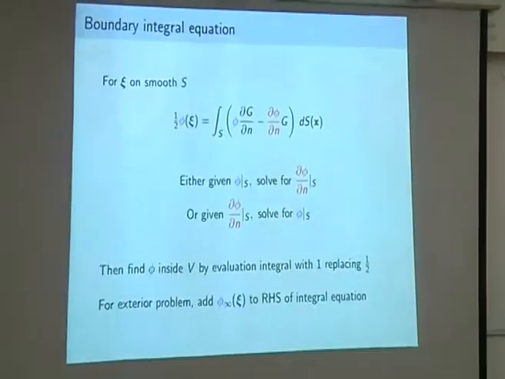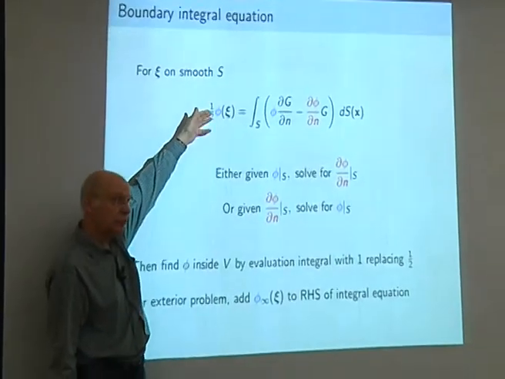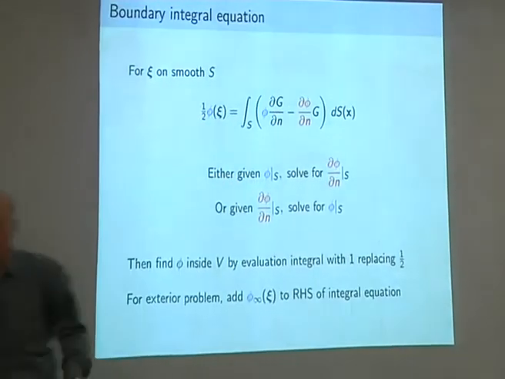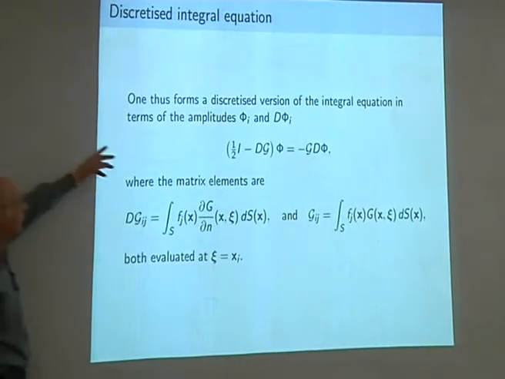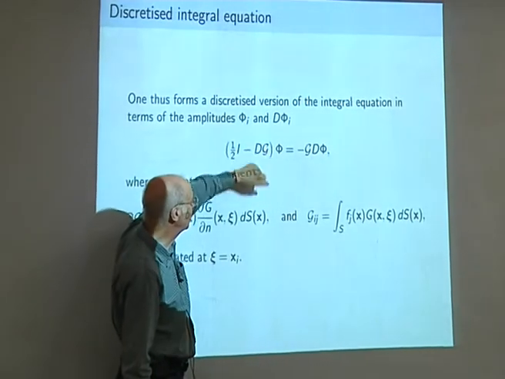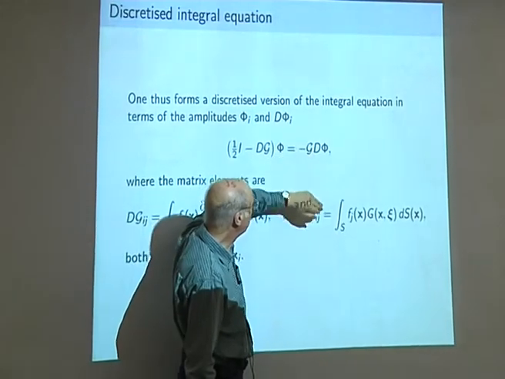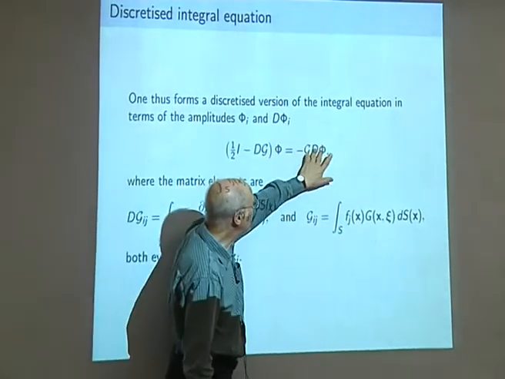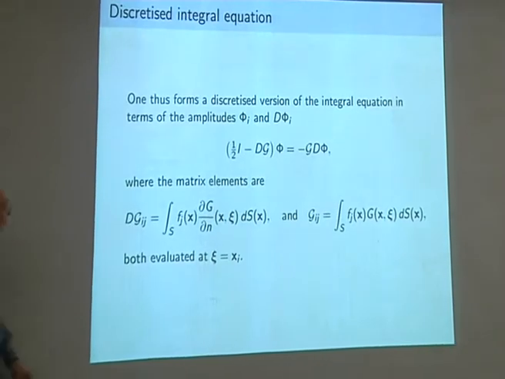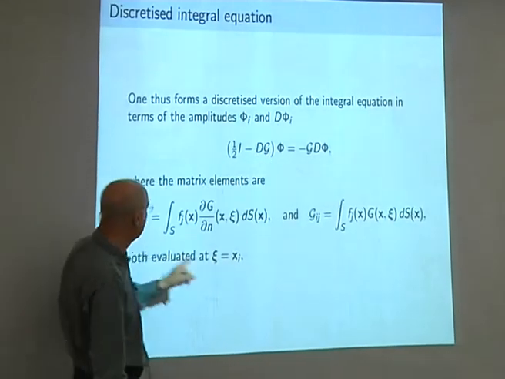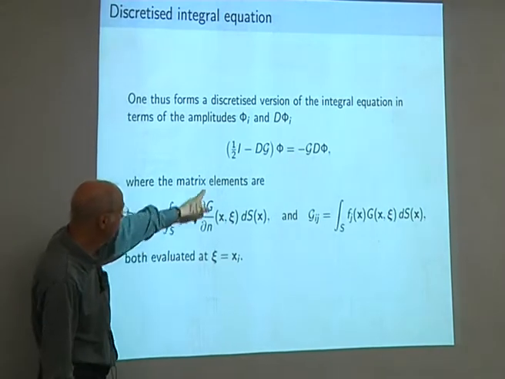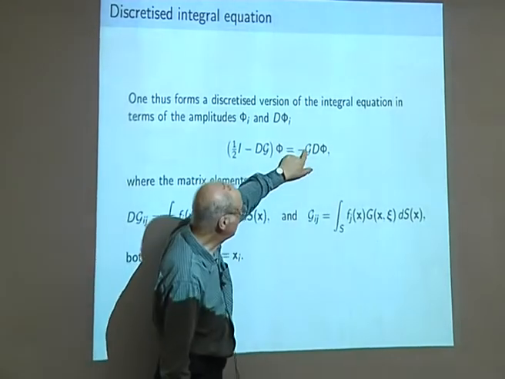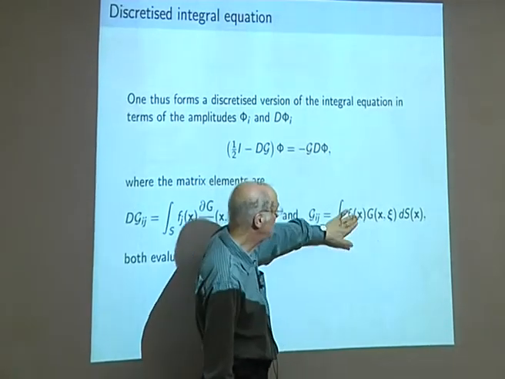So our discretized integral equation with full variables, if we just discretize that and bring this term onto this side, we have the half phi at the point, and then this is the normal gradient of g, and then we have g and the normal gradient of phi. This is an amplitude, that is an amplitude. And the matrix elements, that is dg, are the integral of the normal derivative of the Green's function times a basis function, and the g here is an integral of the Green's function times the basis function.